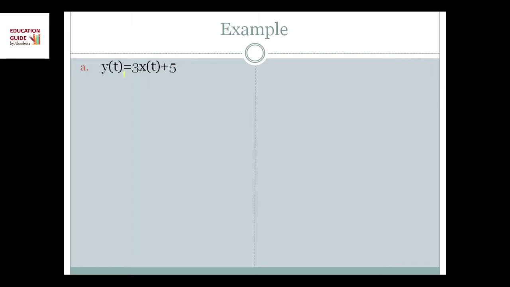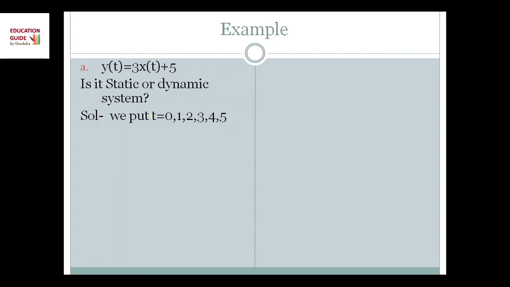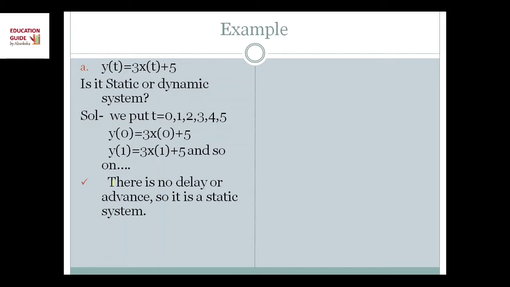First example is y(t) = 3x(t) + 5. Is it a static or dynamic system? We put t = 0, 1, 2, 3, 4, 5. When t = 0, y(0) = 3x(0) + 5. Similarly, y(1) = 3x(1) + 5 and so on. There is no delay or advance, so it is a static system.